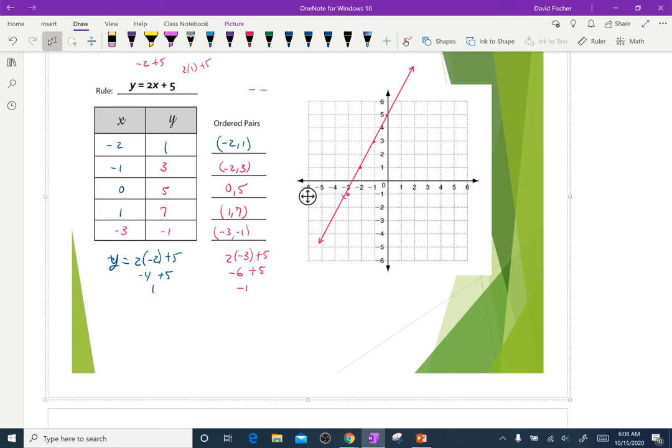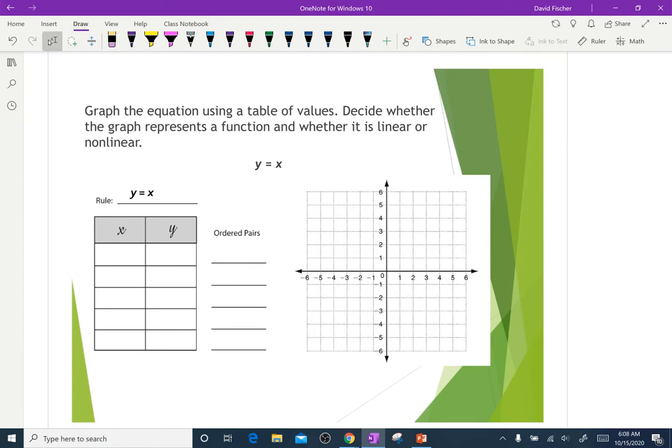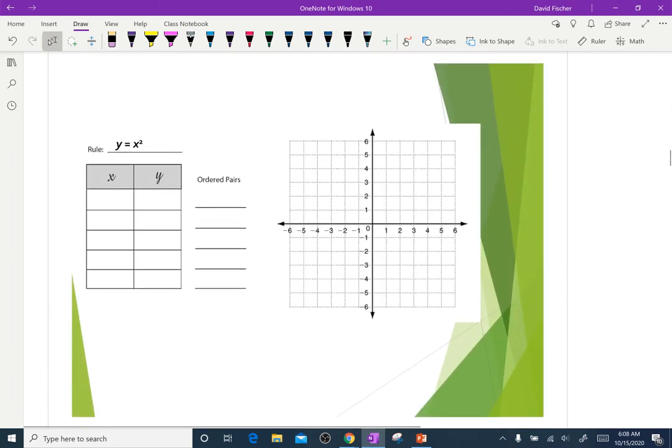Again, if they gave me a domain up here, then they would be individual dots on my graph. They didn't give me it here. I think I deleted this one. I'm not sure why these are here. This is not on your practice sheet, so just ignore that one. Let's go down to this one.